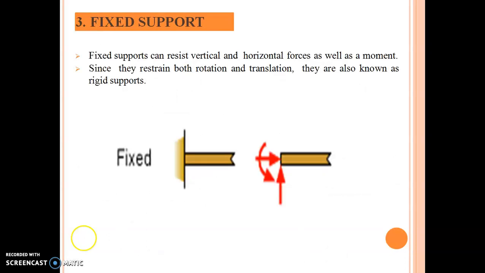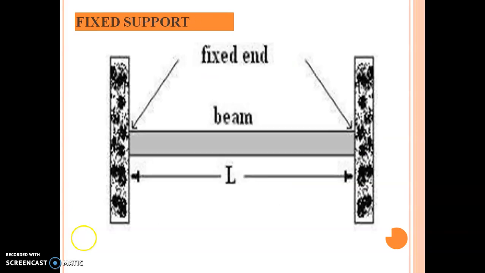What is a fixed support? In case of a fixed support, we can identify three directions are restricted: vertical, horizontal, as well as the moment, which is represented with the help of the red arrow. Means it is possible to restrict it. This is the example.